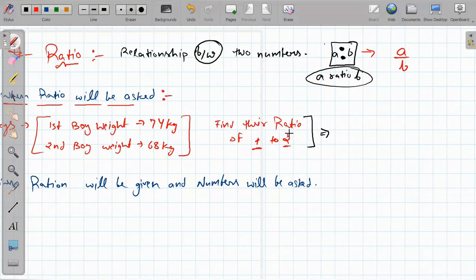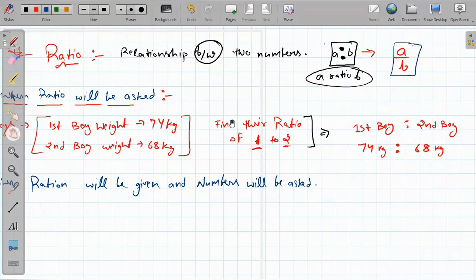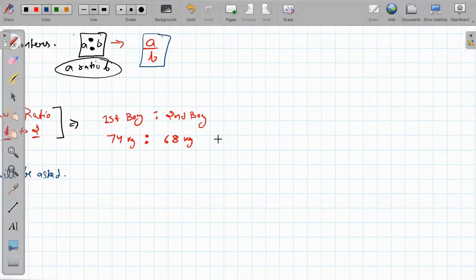So if I'm asking to find the ratio of 1 is to 2, what do I mean over here? I mean the ratio of the first boy to the second boy. So what's the weight of the first boy? You will put 74 over here, then you will put the ratio symbol, then you will put 68. As I told you, it can be written in fraction form. So let's write it in fraction form, then we can easily solve it. This can be represented as 74 over 68.